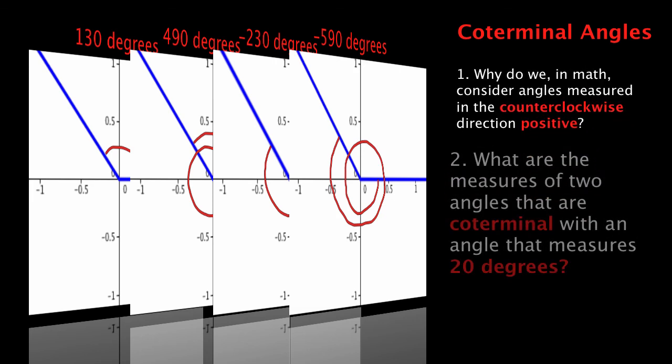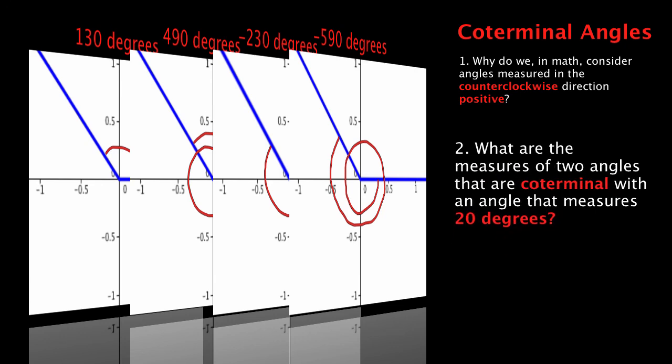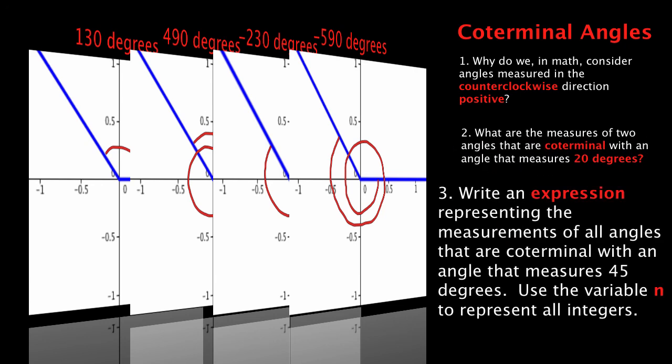My second question's a lot more straightforward. Can you find the measurements of two angles that are coterminal with an angle that measures 20 degrees? And the final question, if you had an angle that measured 45 degrees, could you create an expression that represents the measurement of all its coterminal angles? Use the variable n to represent any integer: positive, negative, or 0.